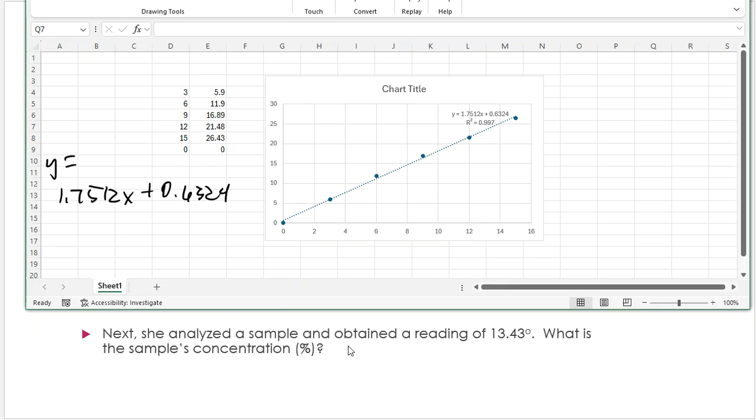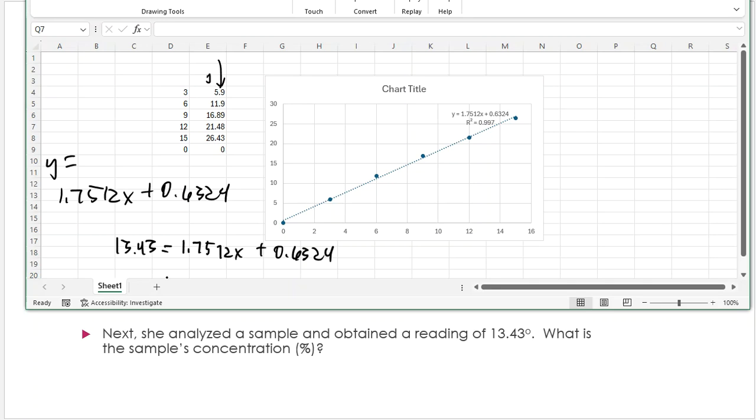Now, the sample ran 13.43. This was the observed rotation. And the observed rotation, ladies and gentlemen, is the y-axis. So that means I need to take my 13.43 and I need to plug it into the y variable. So 1.7512x plus 0.6324. So this is the value that we need to use in the y variable, and x is the concentration.